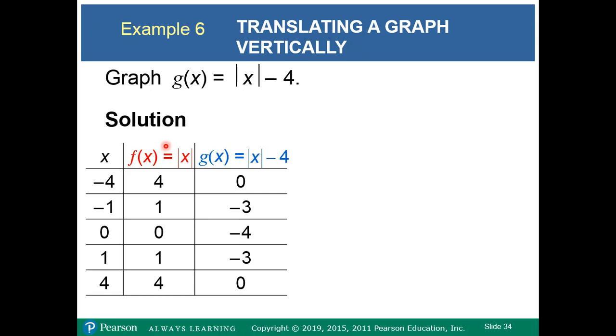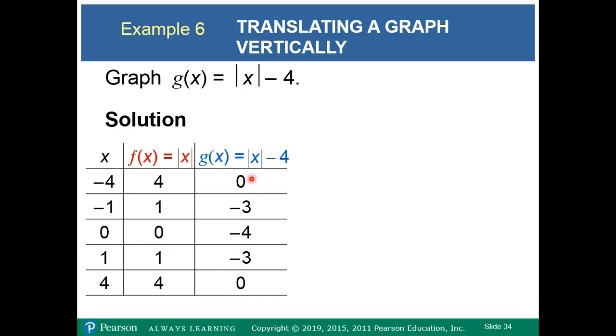Okay. So again, let's take our basic function f of x equal to the absolute value of x. And then we're going to say g of x is our function here that we want to compare it to. So what's going on here? Well, when x is negative 4, f is 4, but g of x is 0. When x is negative 1, f of x is 1, and g of x is, excuse me, negative 3. Okay? And then when x is 0, we get negative 4. When x is 1, we get 1 and negative 3.